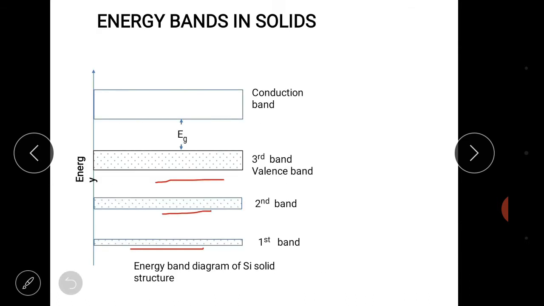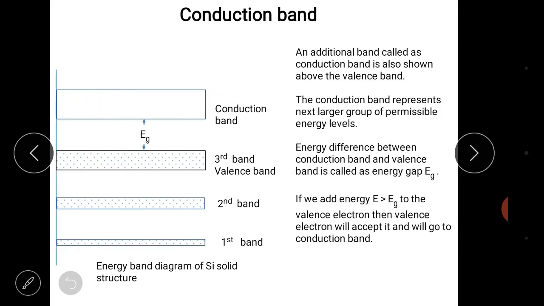Here the energy band diagram of a silicon solid structure is shown. Right from the first band, then the second band, the third band which is the valence band, and then the conduction band. Now we will study the conduction band. Here we see that an additional band called the conduction band is also shown above the valence band.